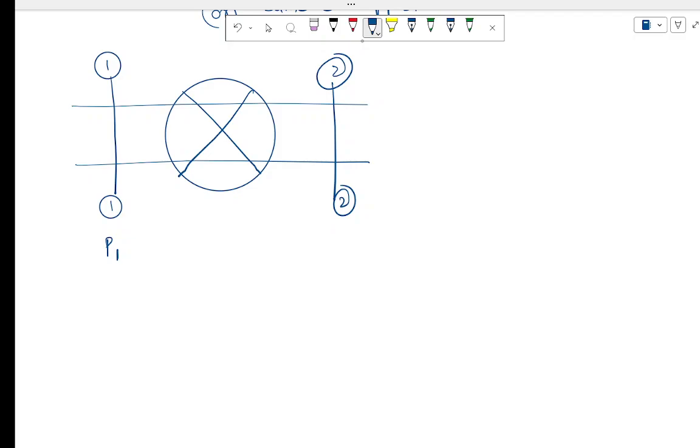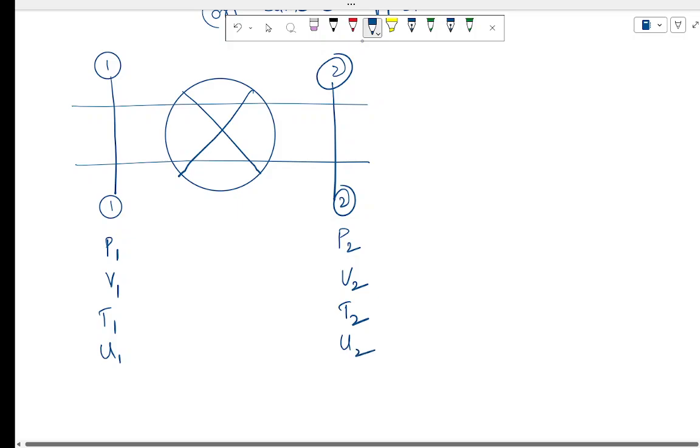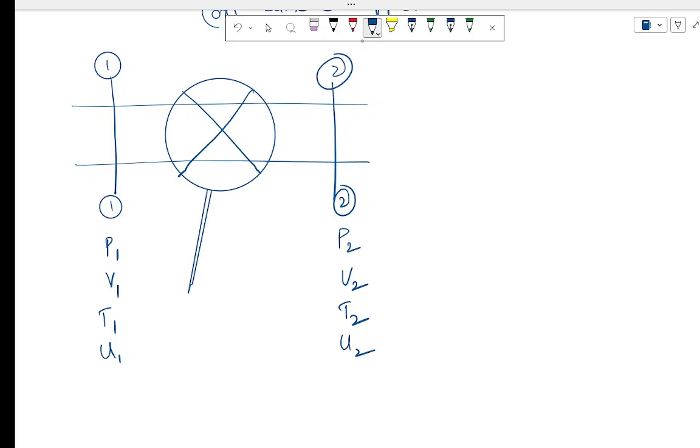If you have this kind of setup, you will obviously have a certain pressure here and a certain pressure there, P1 and P2. You will have volume 1 and volume 2, temperature 1 on this side and temperature 2 on that side, U1 on this side and U2 on that side, and so on. You will have so many properties here. These properties keep changing across this valve, but the enthalpy will be equal on both sides. This is the concept of the Joule-Thomson effect.